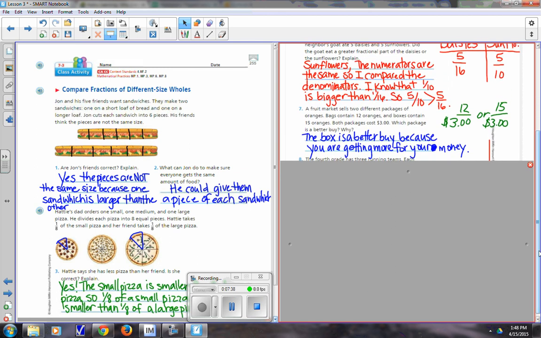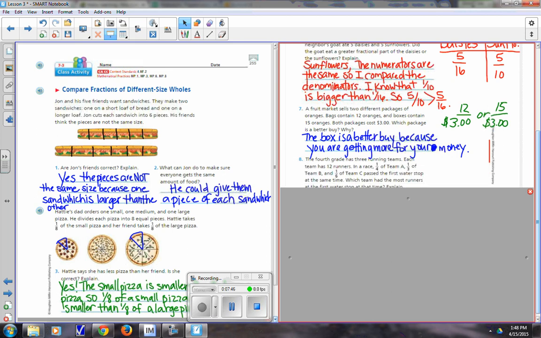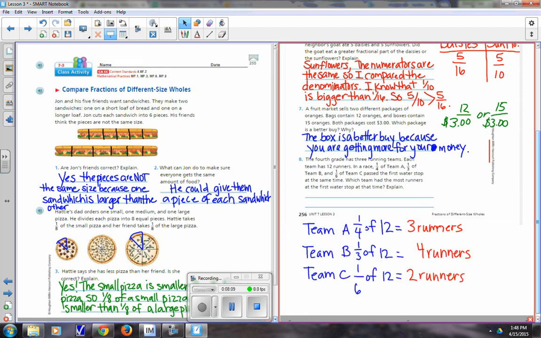Now, this last one, they tried to trick you a little bit, so I'm hoping that you don't get tricked. The 4th grade has 3 running teams. Each team has 12 runners. In a race, 1/4 of Team A, 1/3 of Team B, and 1/6 of Team C passed the first water stop at the same time. Which team had the most runners at the first water stop at the time? And explain. So I haven't written the answer on this one because I wanted to discuss it with you first, and then I'm going to write the answer.